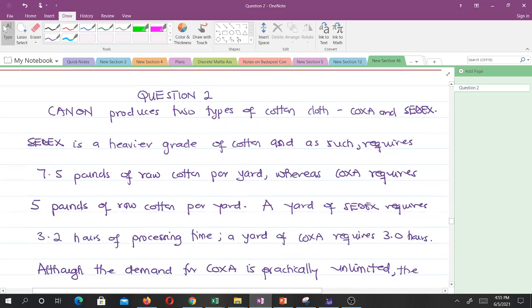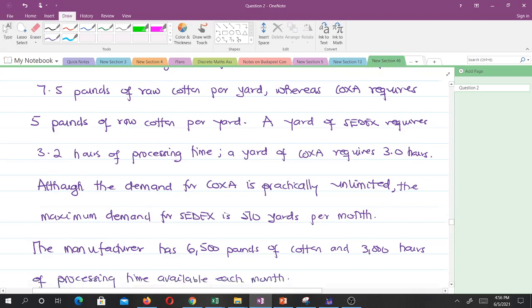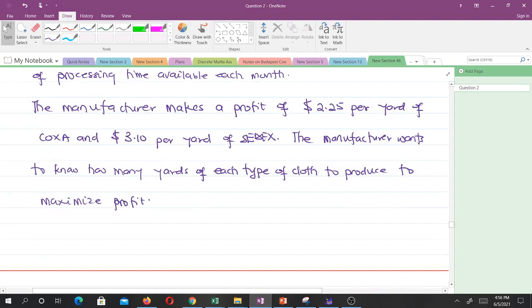It says Canon produces two types of cotton cloth, COSA and SEDEX. SEDEX is a heavier grade of cotton and as such requires 7.5 pounds of raw cotton per yard, whilst COSA requires 5 pounds of raw cotton per yard. A yard of SEDEX requires 3.2 hours of processing time, and a yard of COSA requires 3.0 hours. Although the demand for COSA is practically unlimited, the maximum demand for SEDEX is 510 yards per month. The manufacturer has 6,500 pounds of cotton and 3,000 hours of processing time available each month. The manufacturer makes a profit of $2.25 per yard of COSA and $3.10 per yard of SEDEX. The manufacturer wants to know how many yards of each type of cloth to produce to maximize profit.